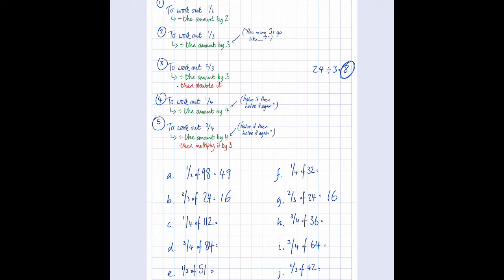So I needed to ask myself, well, let's find it first, a quarter. So, okay, if I want to divide an amount by 4, I could halve it, then halve it again. All right, so I'm going to do that. I'm going to say half of 112 is 56, and then half of 56 is 28.